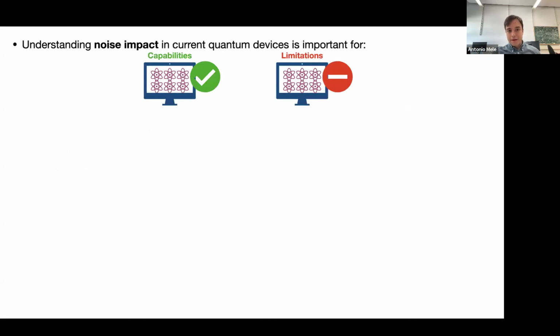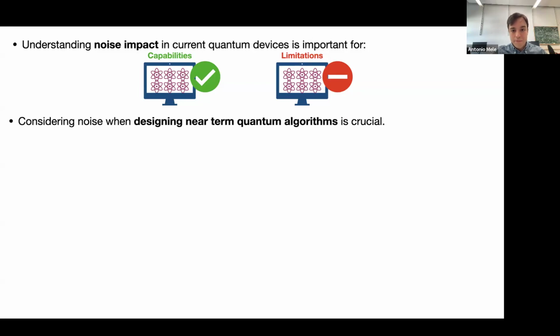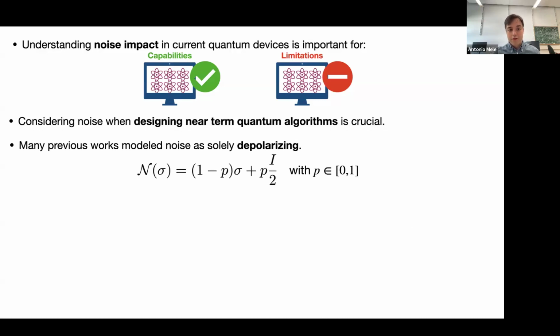Understanding the noise impact in a noisy quantum device is very important for harnessing their capabilities and limitations. In fact, if we want to design quantum algorithms for these near-term quantum computers, taking noise into account is crucial. And that's not only for these years. Probably we will need to take noise into account for many more years when designing algorithms for these devices, where fault-tolerant quantum computation is not yet fully available. This is very important also for theoreticians who want to develop algorithms, and so we need to model the noise in our algorithm.